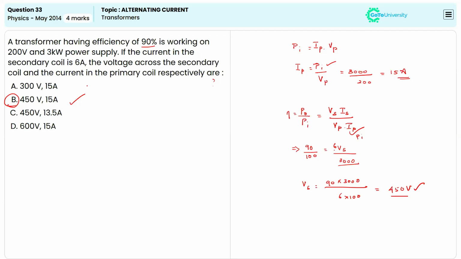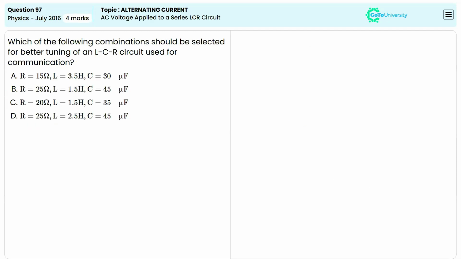Now we are moving to the second question. Try to solve this question. I am waiting in the comment box. You people can first let me know which formula we have to use to solve this question. Yes, very good. So here we are just going to use the formula for frequency.